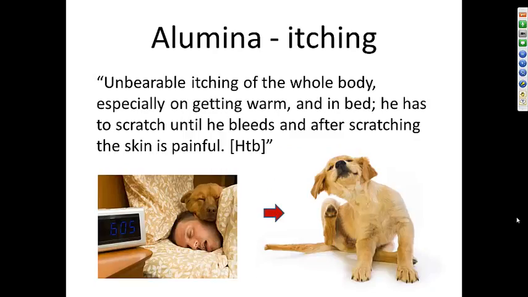So just to give you an example of how the original proving symptom is actually deconstructed and put into the Therapeutic Pocketbook, let's just take a few examples. These are from George Dimitriadis' book, Homeopathic Diagnosis. So this is from Hartlaub, who wrote that very lengthy, 9-volume repertory or index to the remedies. And here the symptom for Ilumina is unbearable itching of the whole body, especially on getting warm, and in bed he has to scratch until he bleeds, and after scratching the skin is painful. This is one symptom described in the proving of Ilumina by Hartlaub.